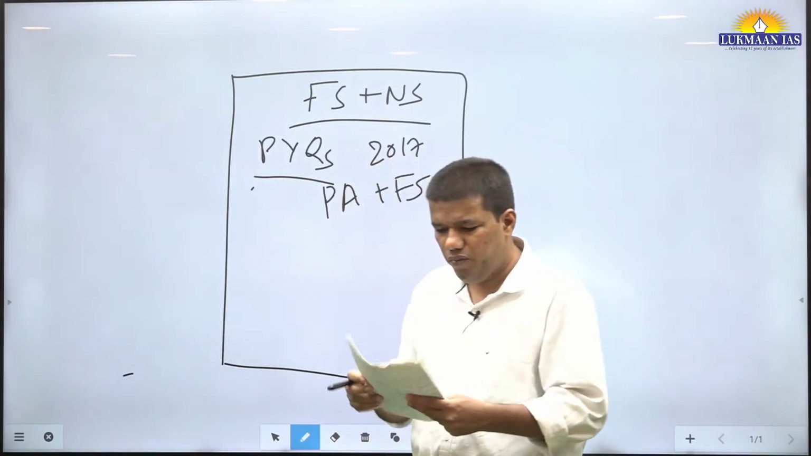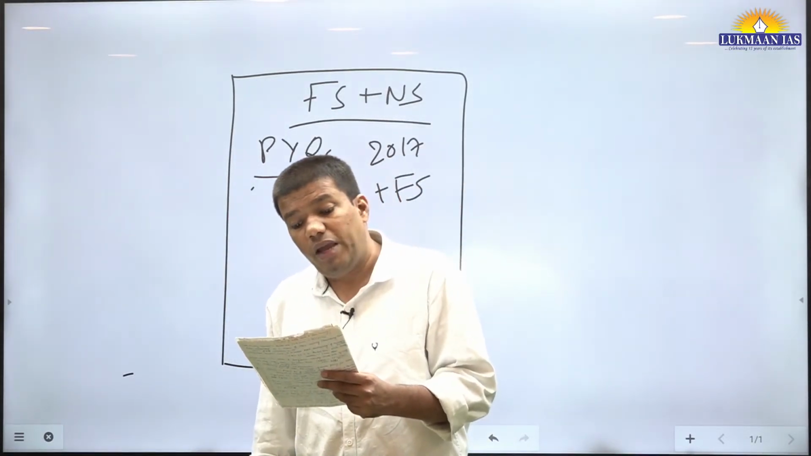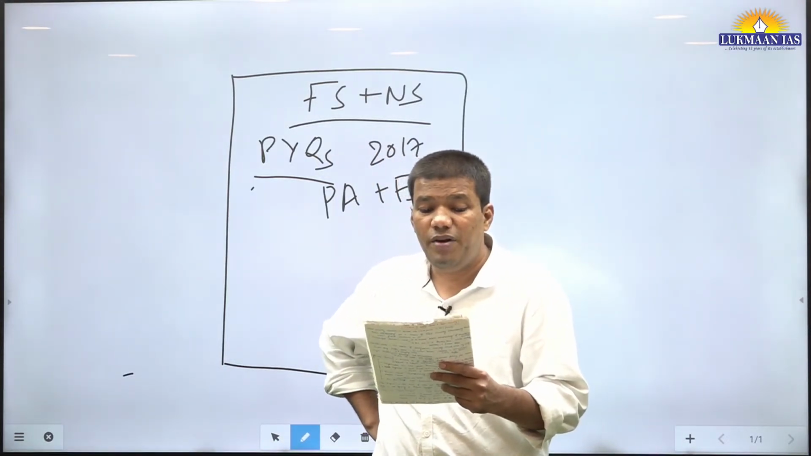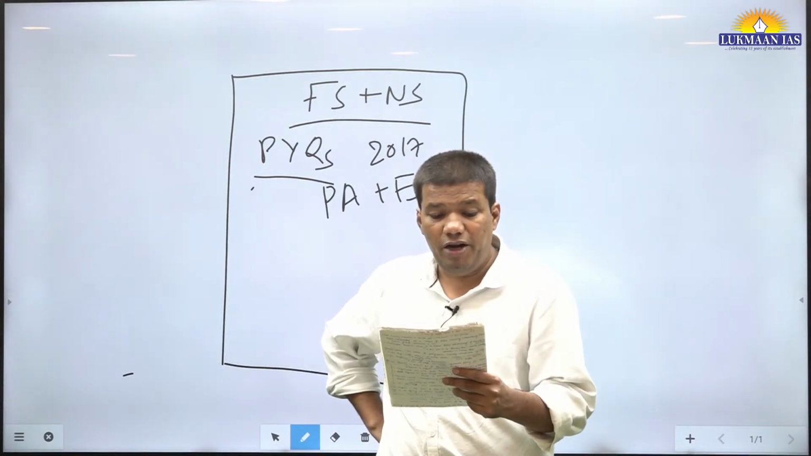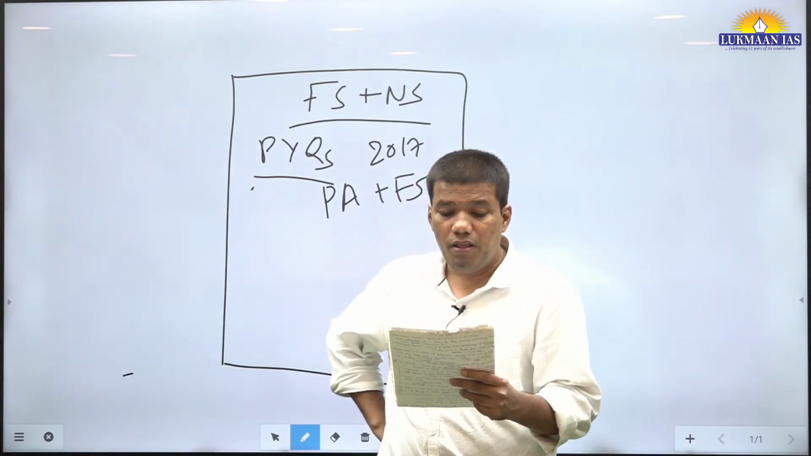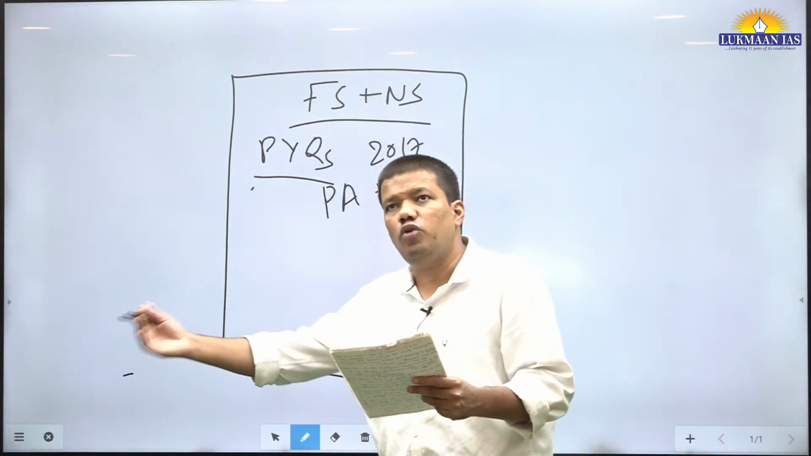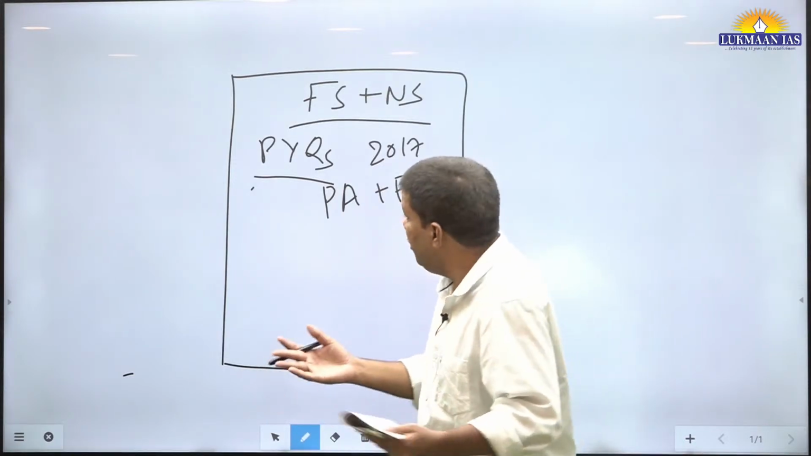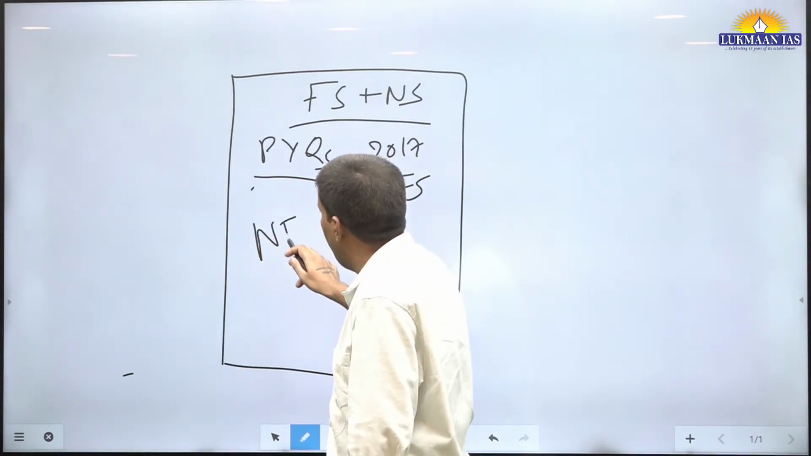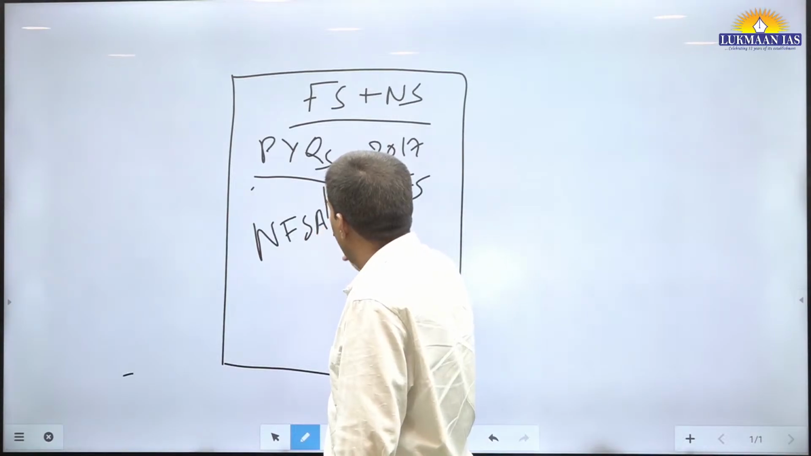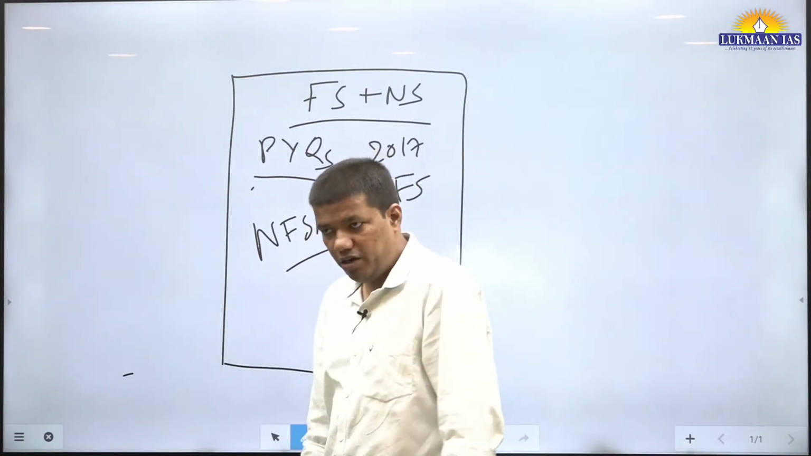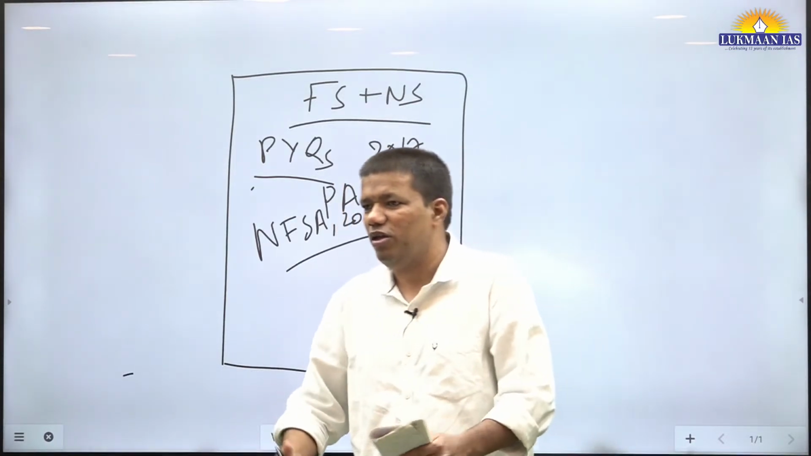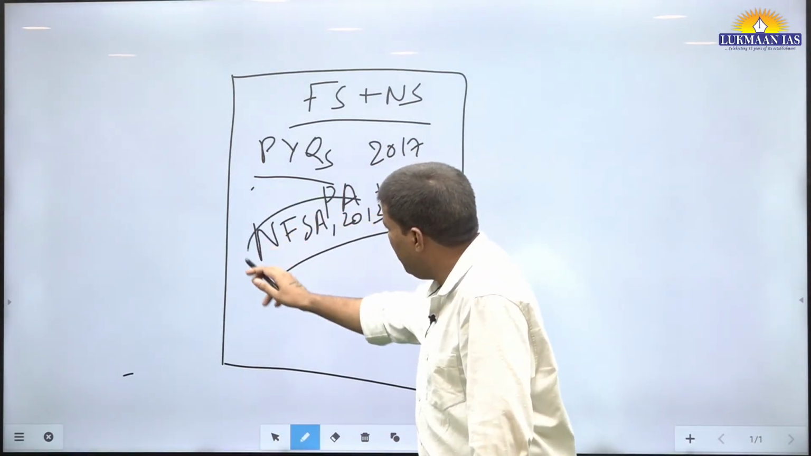Now see one more PYQ. It came in 2013: the Food Security Bill is expected to eliminate hunger and malnutrition in India, but it has related concerns with the WTO as well. So what is the Food Security Bill? Just see, in 2013 your National Food Security Act was enacted, and UPSC asked the question on the same. Can you see how important this is?